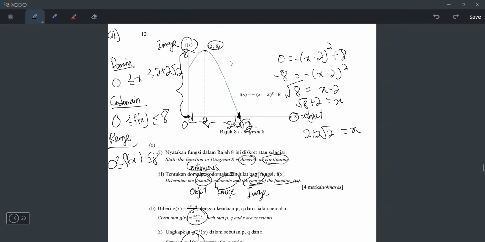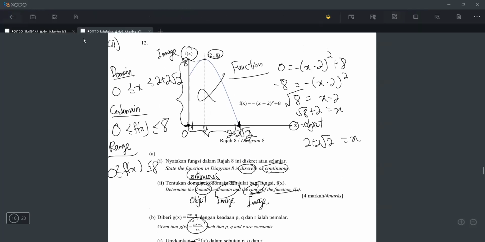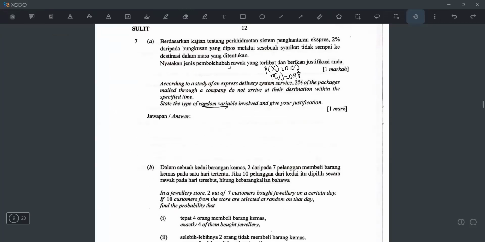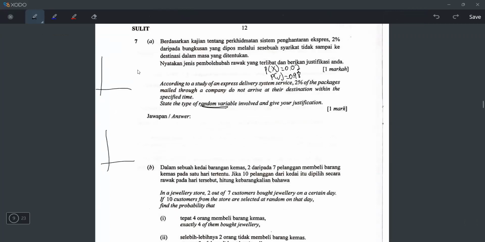But let me tell you, this is not under the same chapter. This is under the chapter Function. So in function, there is a discrete function and also a continuous function. But if you look at this MRSM question, this is not function. They are asking for random variable. But you need to know that there are also 2 types of random variable. One we call discrete random variable, and the other one we call continuous random variable.